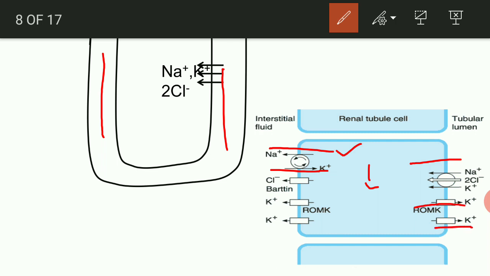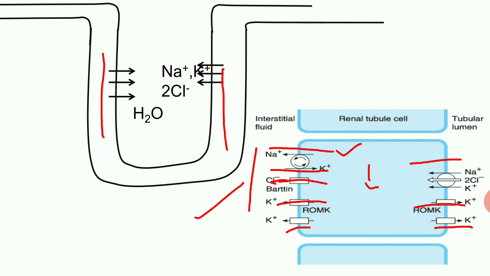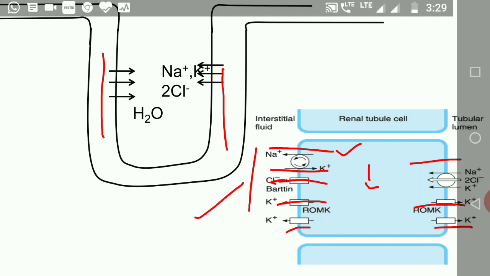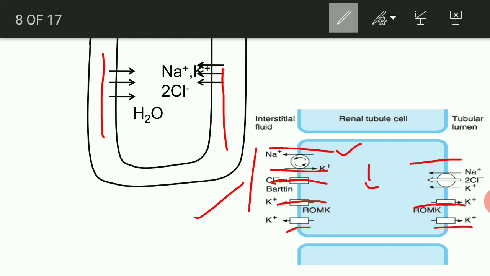Potassium can go outside into the tubule again, or into the interstitium, and chloride goes by the Barttin channel into the interstitium. So ultimately sodium and chloride is coming into the medullary interstitium, and that will generate the osmotic gradient. The thin descending loop of Henle is permeable to water. So the fluid which is coming here, because water is going out, will be concentrated.